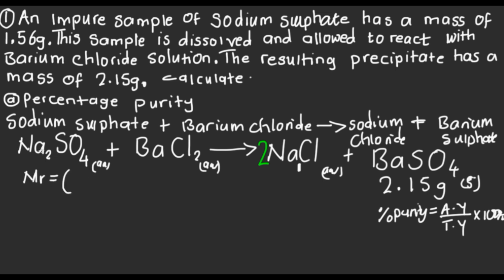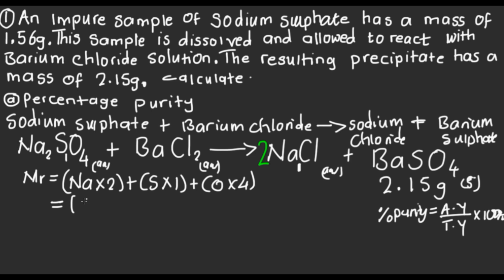So let's find the molar mass for sodium sulfate. From the chemical formula, we have 2 atoms of sodium. So we'll say sodium multiplied by 2, plus S times 1, plus oxygen by 4. The mass number for sodium is 23 times 2. Then for sulfur, 32 times 1. Oxygen, 16 times 4.